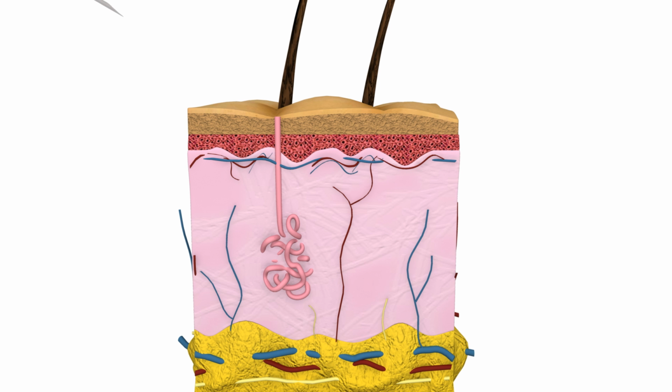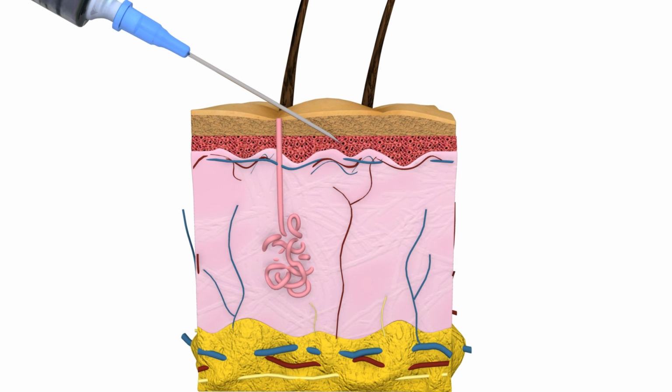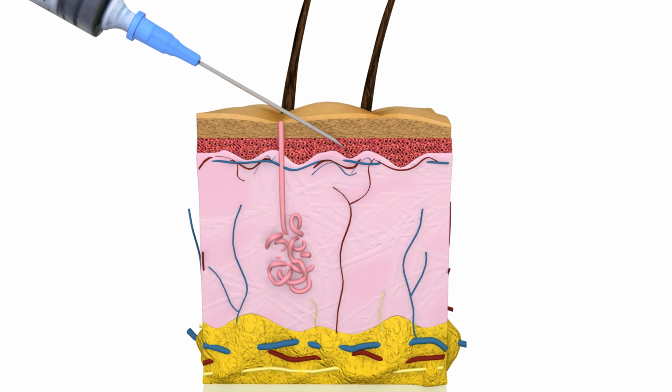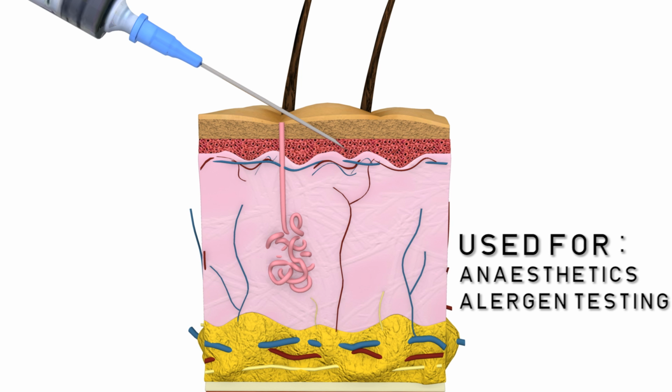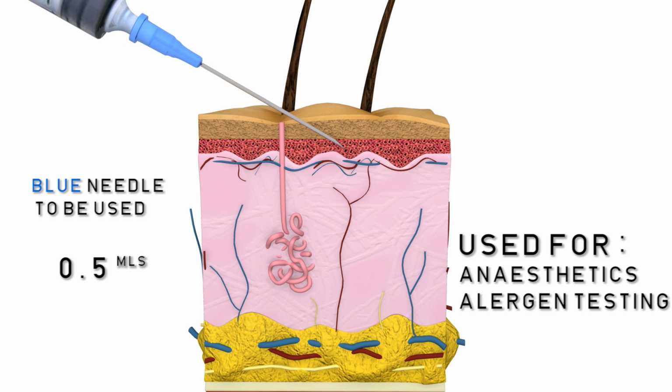The intradermal route is where medication is injected just below the top layer of the skin, the epidermis. As the injection site is not near any major muscles or blood vessels, the action of the medication is limited to the area of the injection site and is therefore primarily used for anaesthetics or allergy testing. A maximum amount of 0.5 ml of medication can be given. A blue needle should be used and inserted at a 10 to 15 degree angle.